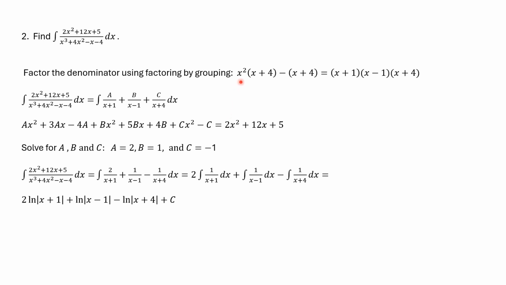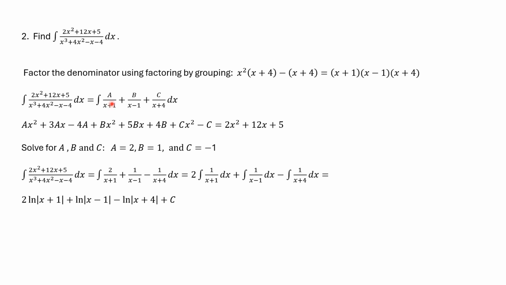So we'll take an x squared out of the first two terms. So it's x squared times x plus 4. And we're going to take a negative 1 out of the last two terms. So we get x squared minus 1, which factors as x plus 1 times x minus 1, times x plus 4. So now we have our integral equals a over x plus 1, b over x minus 1, c over x plus 4.